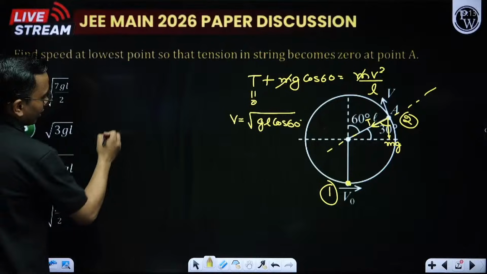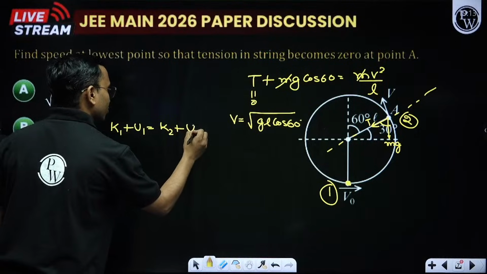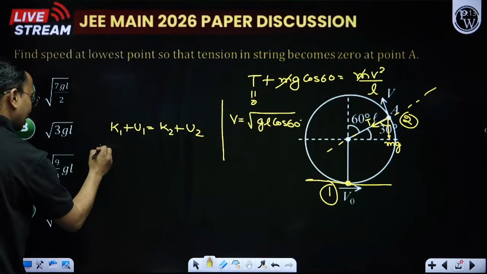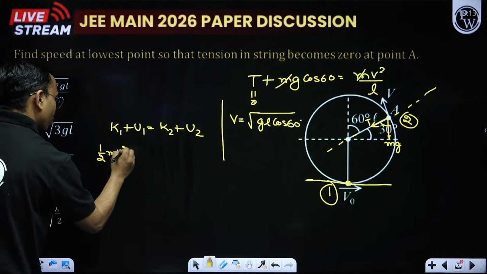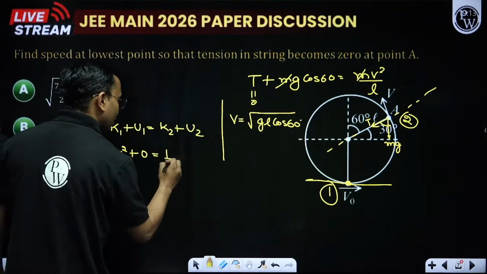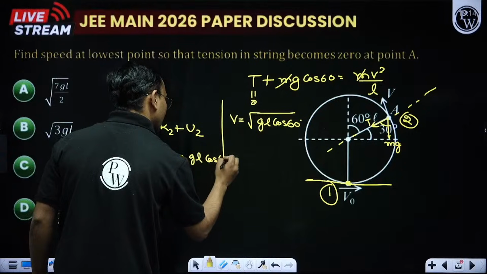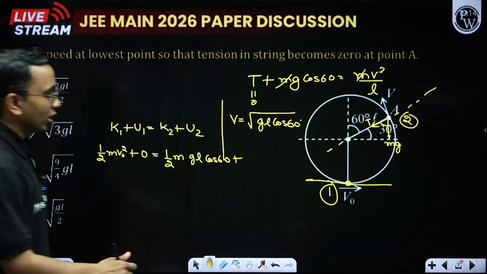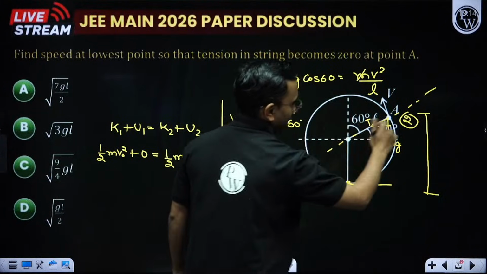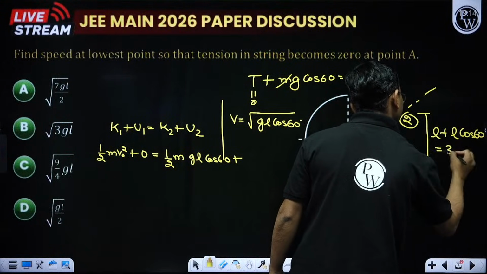Conserve the mechanical energy. So kinetic at 1 plus potential at 1 is equal to kinetic at 2 plus potential at 2. For potential, I am taking this as reference. I will take height from there. So at point 1, the kinetic is half m v naught square. The potential there is 0. At point 2, the kinetic energy is half m, the velocity square there, that will become GL cos 60, plus the potential energy. What is this total height? L cos 60 plus L. So that is L plus L cos 60, so this is 3L by 2.